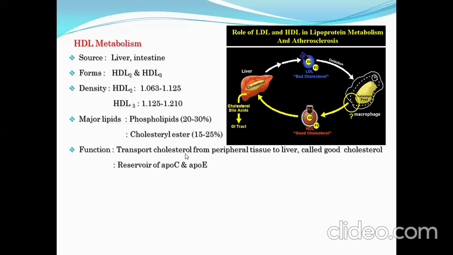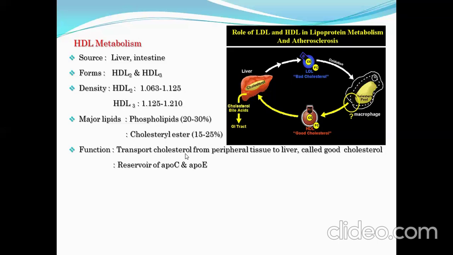And factors like dietary factors, physical activity, and quitting smoking will increase your good cholesterol. And we can also call HDL the security guard of the heart.